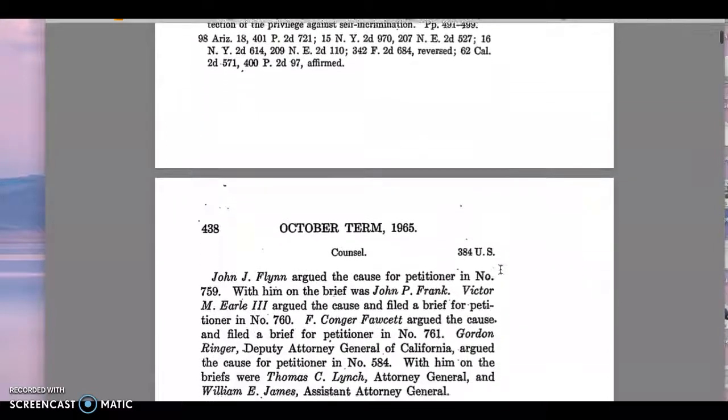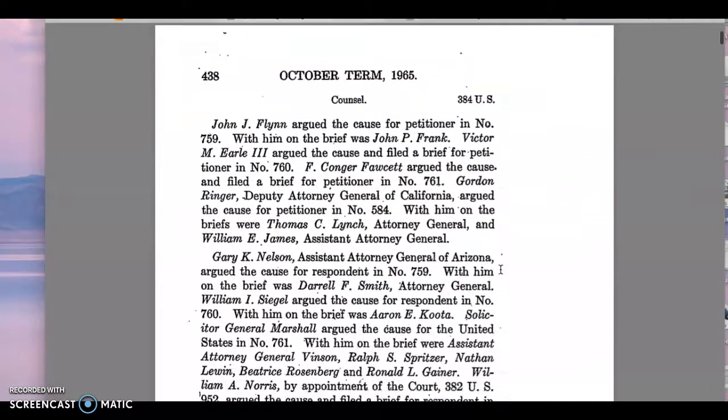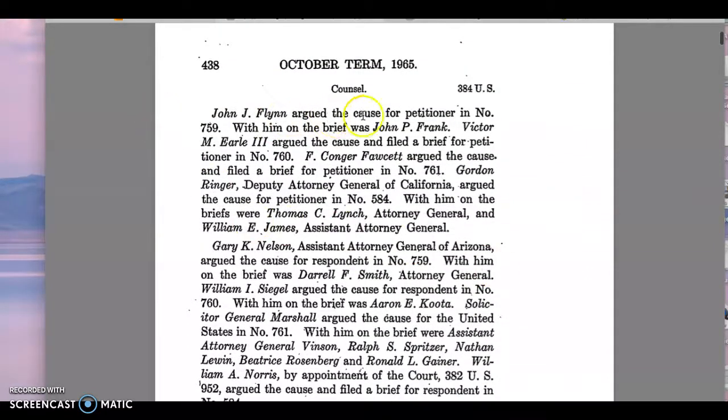And then you get to the appearances of counsel, right? John J. Flynn argued the cause for petitioner. That's the person who petitioned the Supreme Court to hear the case. And you get with him on brief, or John P. Frank, blah, blah, blah. I got to tell you, as a lawyer, you really, really look forward to the times when you can appear either before the court or at least on a brief filed before the court. So this stuff matters to these lawyers. They'll be kind of using it on their business cards to say, yep, check out this case, I appear there.